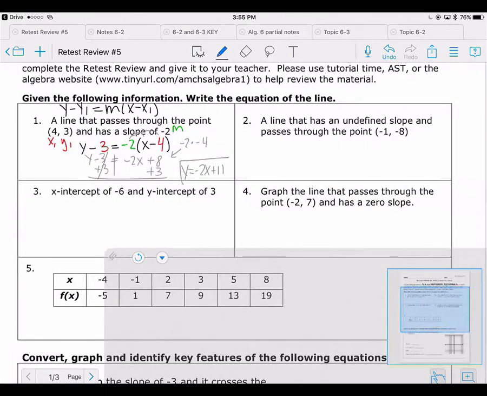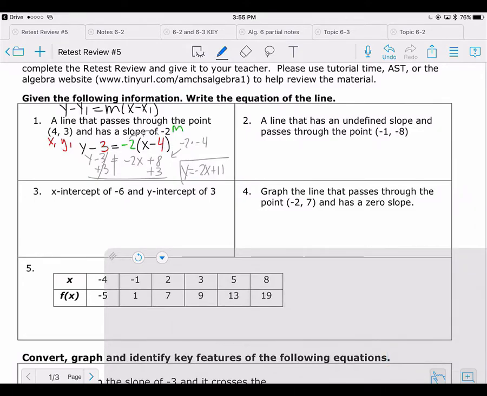Problem 2 has an undefined slope that goes through that point. Undefined is a vertical line, so x equals our x point. While we're on the idea, problem 4 has a slope of 0. Slope of 0 is a horizontal line, so y equals my y point.